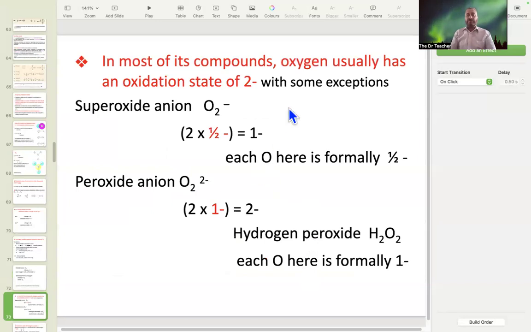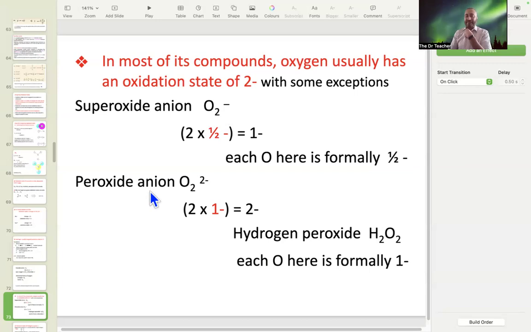In most of its compounds, oxygen usually has an oxidation state of -2, with some exceptions. Let's check the superoxide anion, O2 minus. So why is the minus here? The 2 oxygens should each have a half minus oxidation state. Okay, each oxygen is formally -1/2. So -1/2 times 2 atoms will become -1. So the superoxide anion is O2 minus 1.